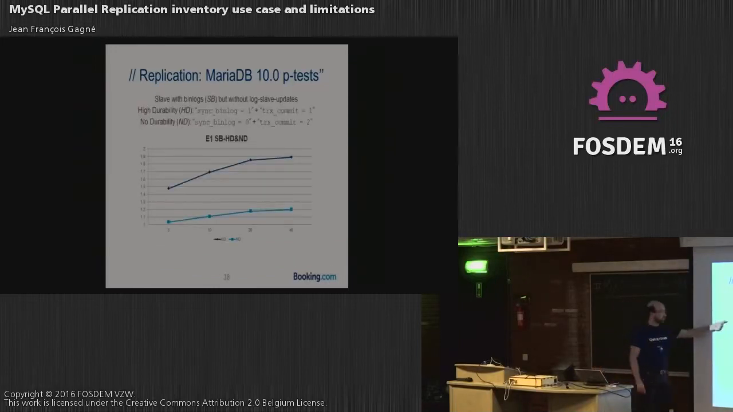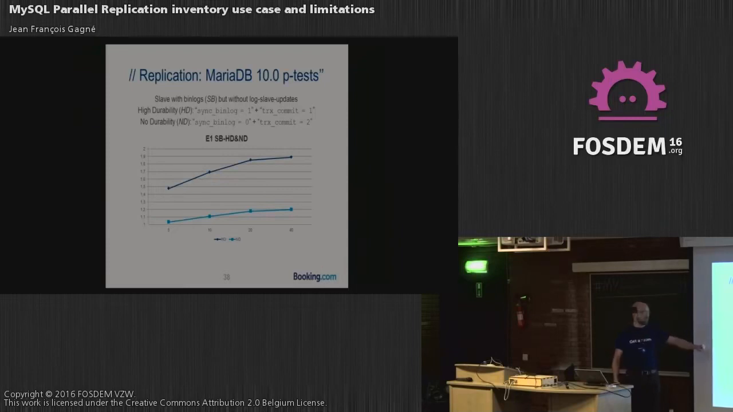So the results. This is the speed up with 5, 10, 20, and 40 threads. SB is a slave with binary log, but without log slave update. HD is high durability, so sync_binlog equal 1 and trx_commit equal 1. So, well, speed ups of a little less than 2 for 40 threads. And with no durability, so sync_binlog equals 0 and trx_commit equal 2, if you're already running with low durability, you can expect a speed up of 1.2.